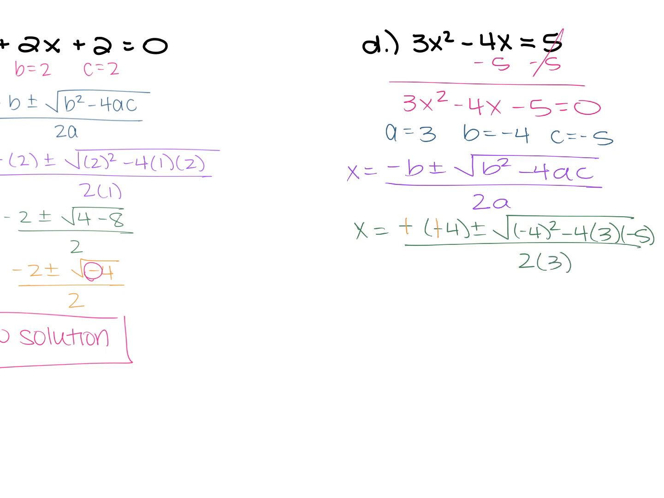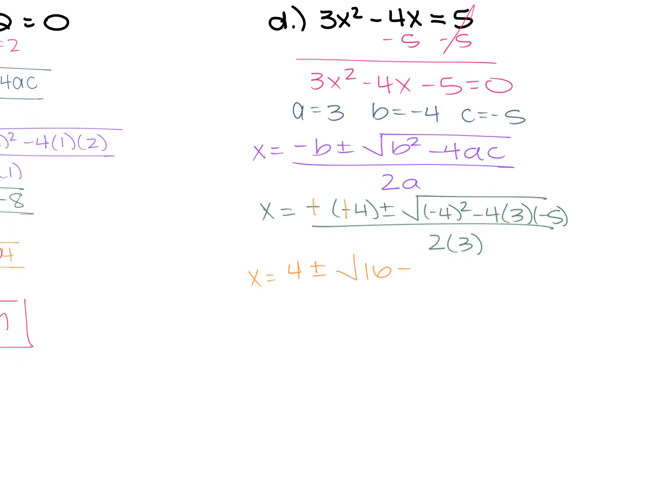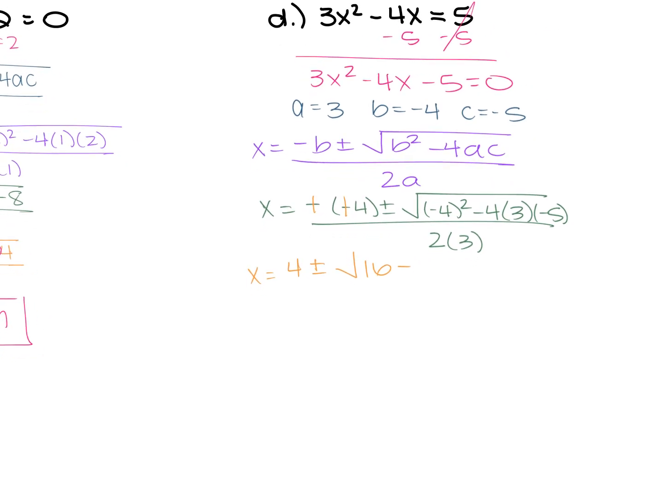So simplifying this, those double negatives turn into a positive 4 plus or minus the square root of 16. The negative 4 times 3 is negative 12, times negative 5 is a positive 60, and this is all over 2 times 3, which is 6. From here, add underneath that radical, you're going to have x is equal to 4 plus or minus the square root of 76 all over 6.